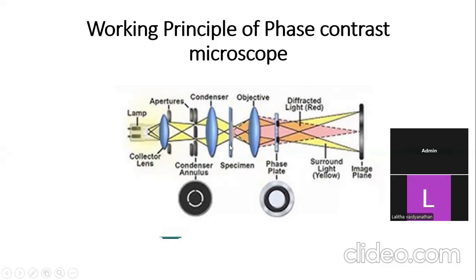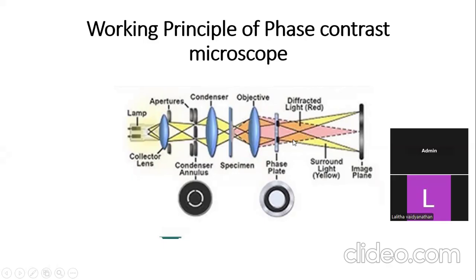So here from the specimen, you can see different sorts of image colors. You can see the light from the halogen source gives a yellow color, and when it reaches the specimen, there are two different colors. One is orange, or red in color. Then there is the yellow color. This red light is called the diffracted light, and the yellow is called the surround light. So what is this diffracted light and what is this surround light?